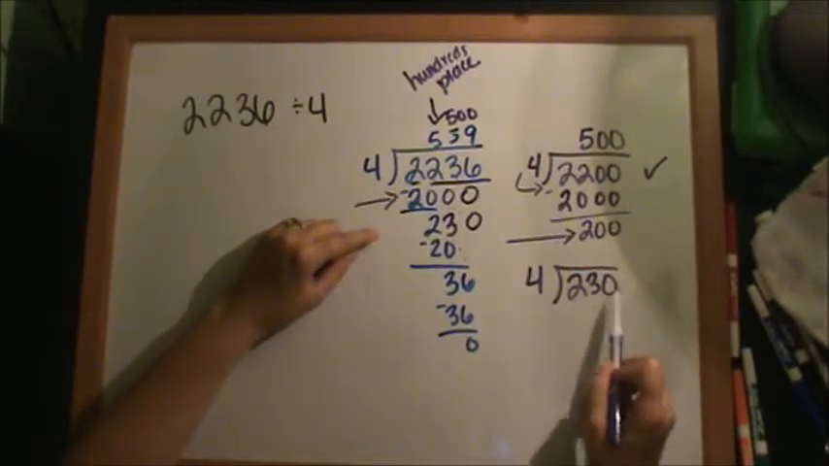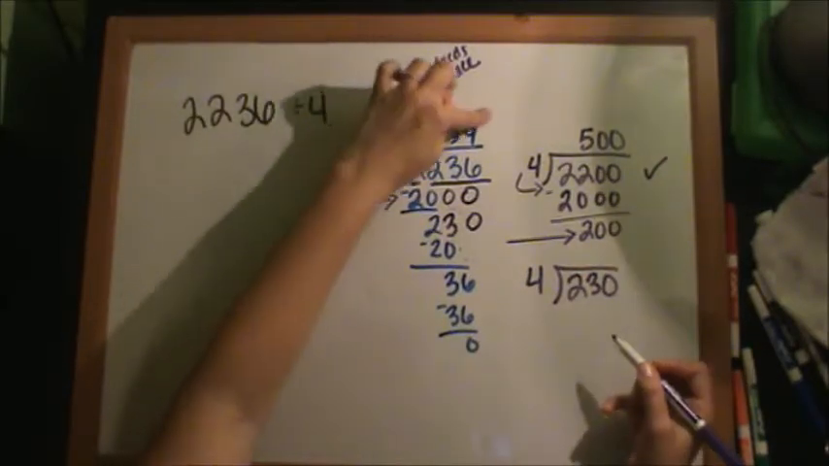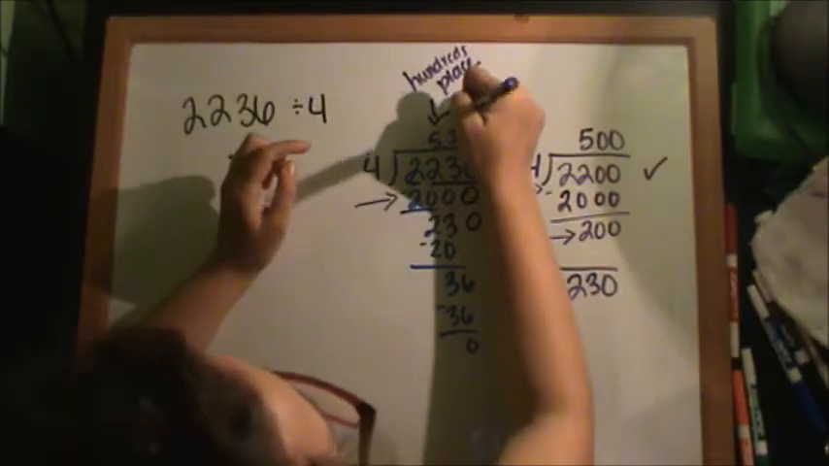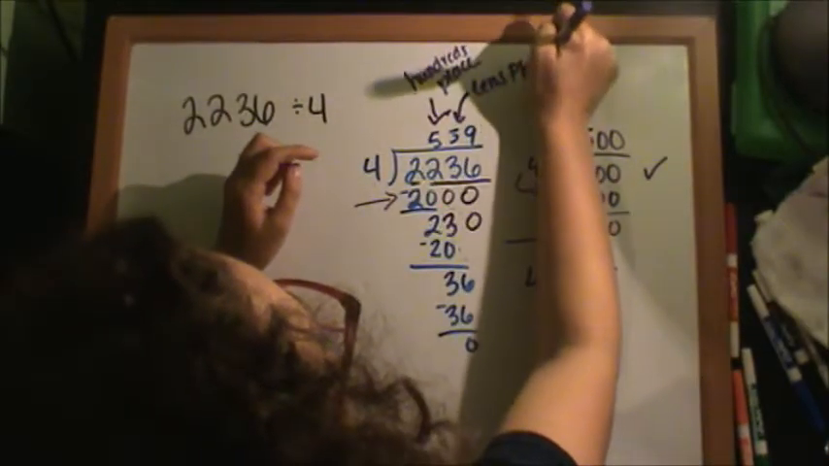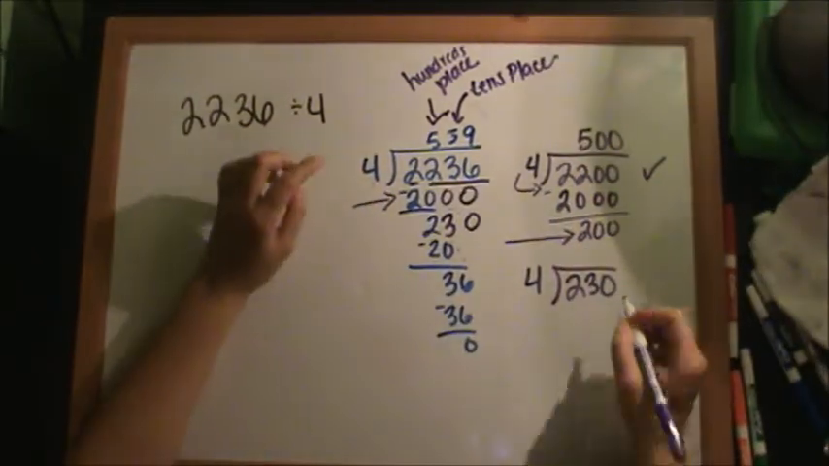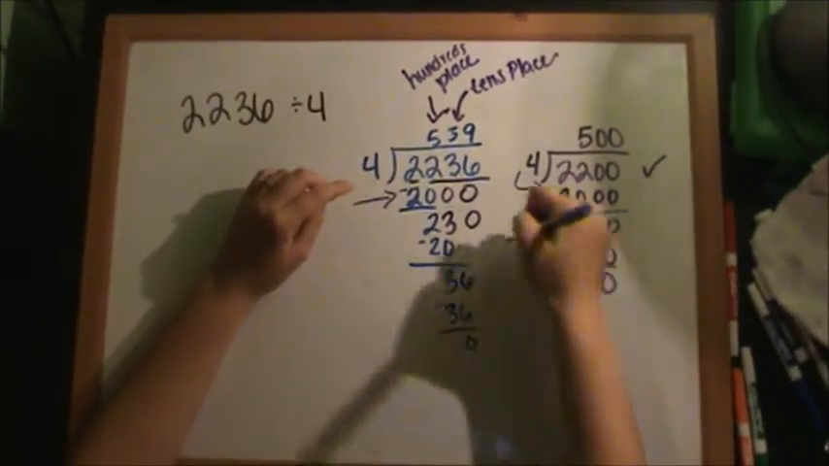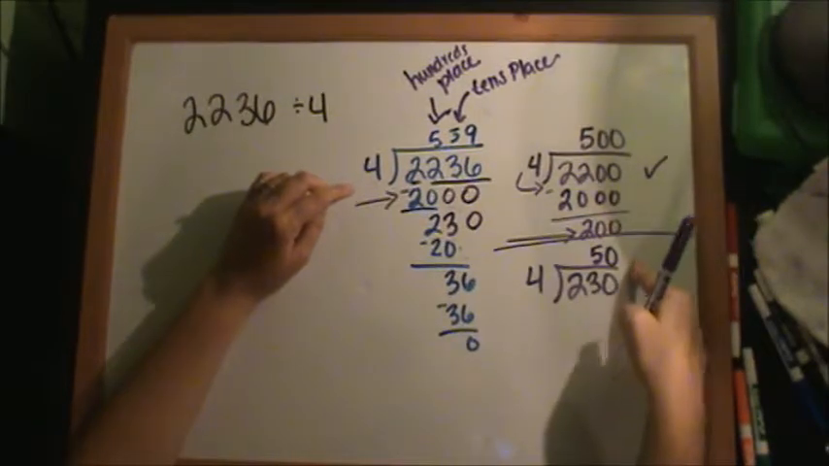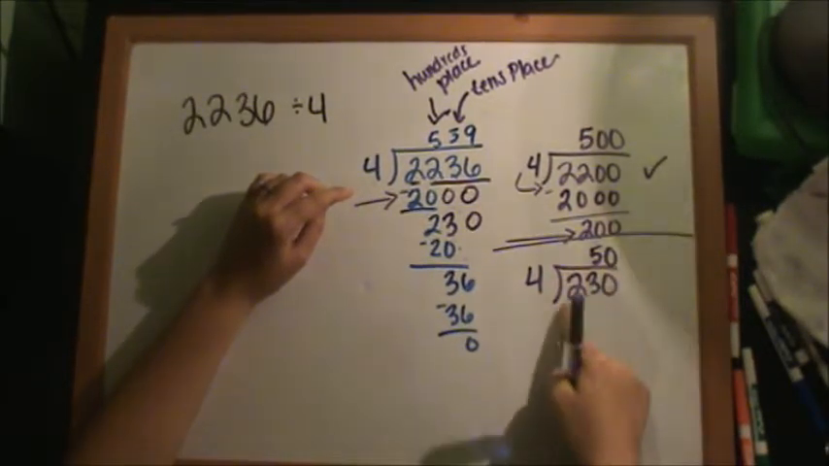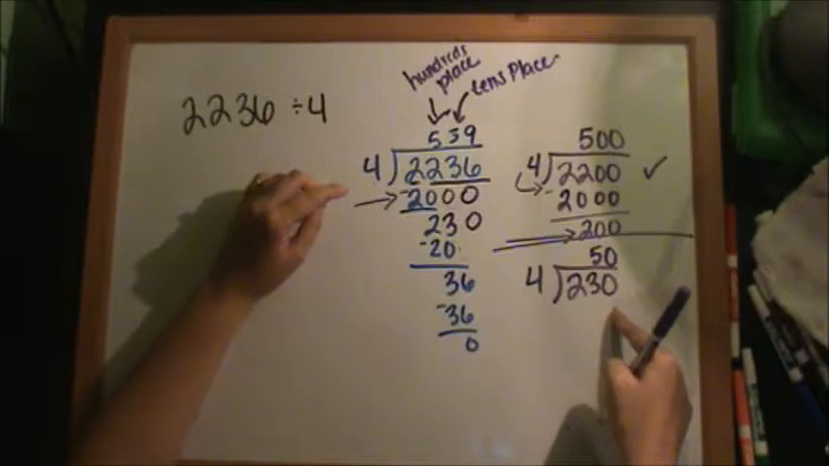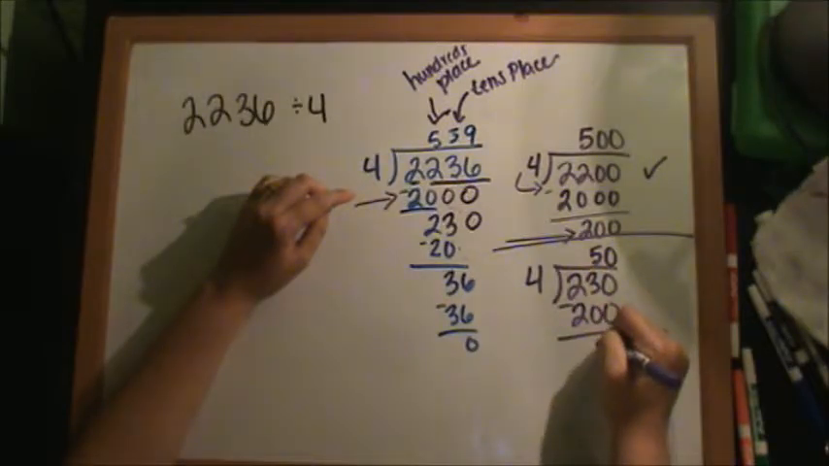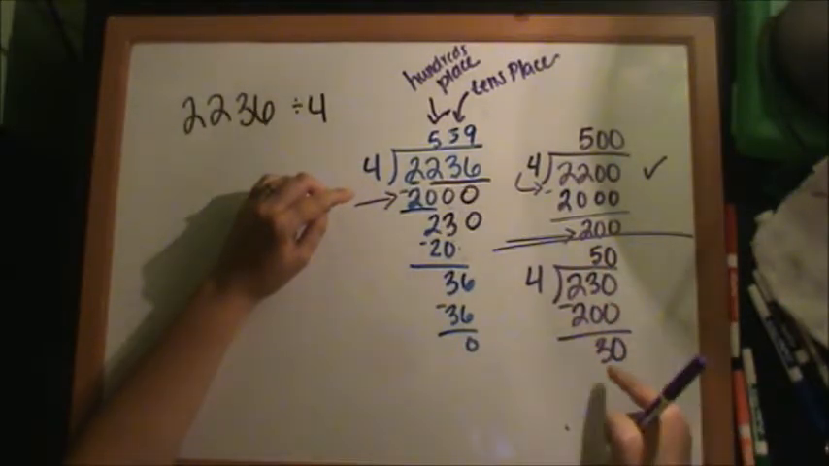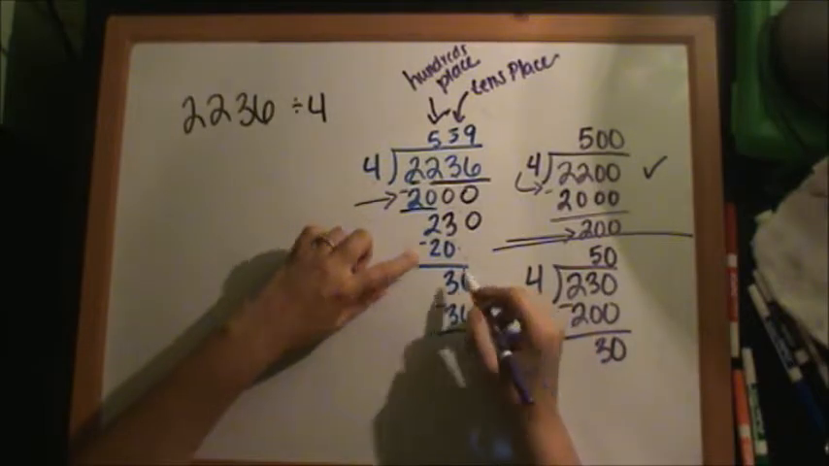So 4 goes into 230. We said 50 times because this is the tens place. I guess I should have switched colors, but you know, we're already here. So we said it went into it 50 times. Now 4 times 50 does not give us 230. 4 times 50 gives us 200, so we're going to subtract it out, and that will give us 30. We have 30 left to go. And that's exactly what we did here.